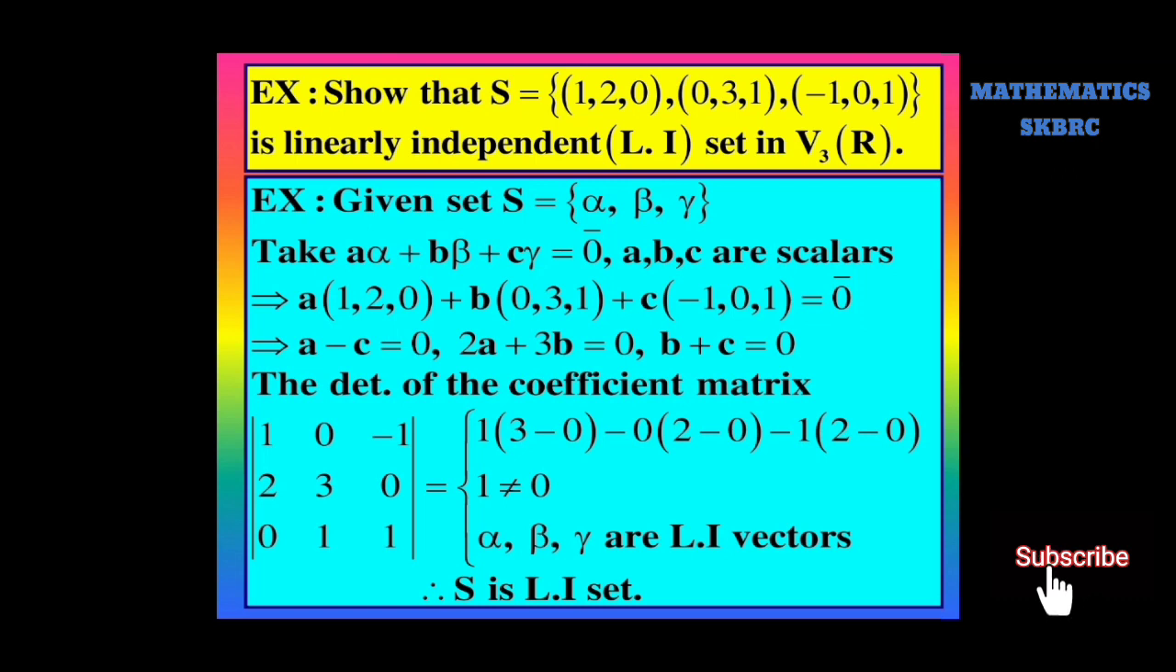The determinant of the coefficient matrix, with rows (1, 0, minus 1), (2, 3, 0), (0, 1, 0), is equal to 1, not equal to 0. Determinant is non-zero, then we say that the vectors alpha, beta, gamma are LI vectors. Hence the given set is an LI set. Hence completed.